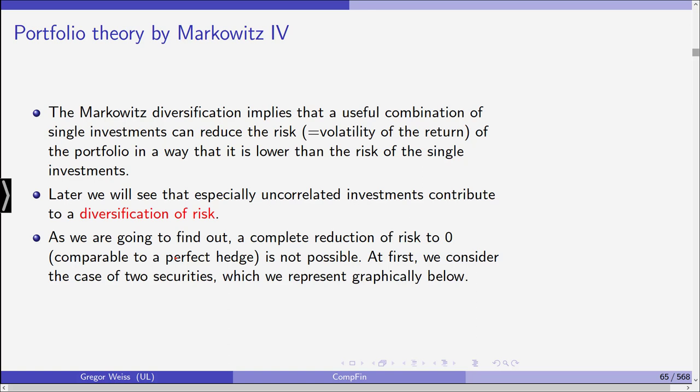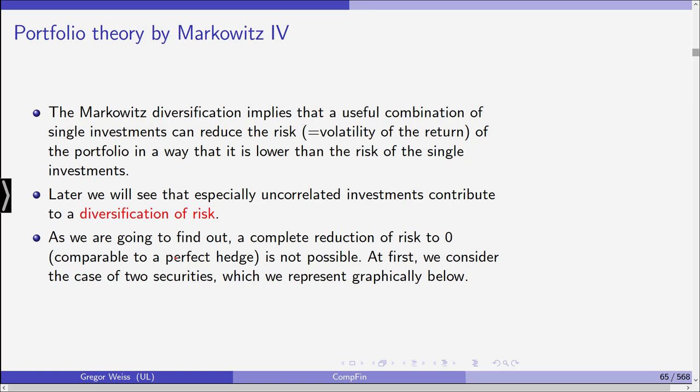And as we are going to find out, by combining usual assets like stocks, a complete reduction of risk to zero is usually not possible. If we are including derivatives, well, that's clear. If you have a stock and you have a stock option and it matches in a sense, then the risk will be zero. But if you take two or three stocks, usually you will not be able to do a perfect hedge to reduce risk to zero. However, on the other hand, we are able to reduce portfolio risk considerably.